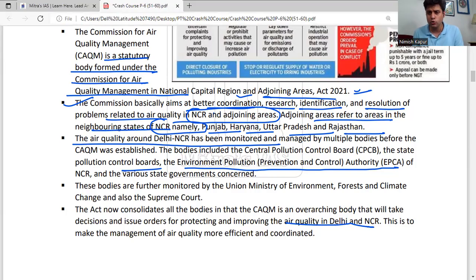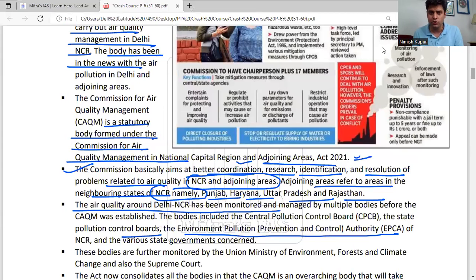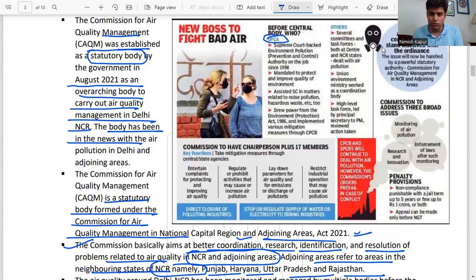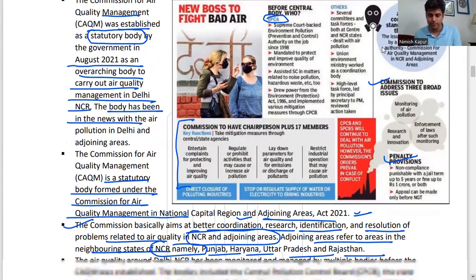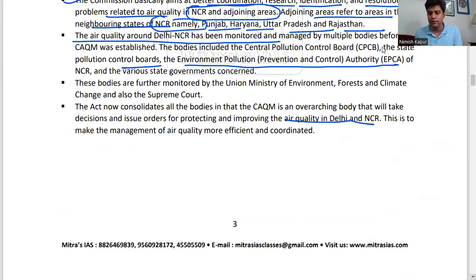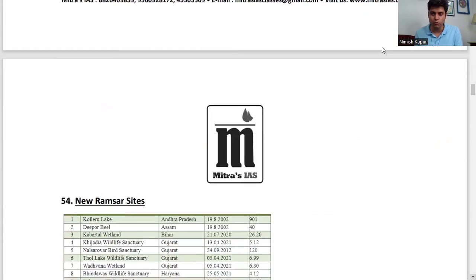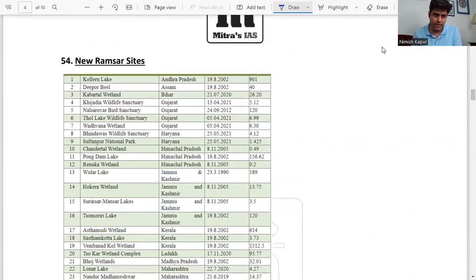Other things with respect to CAQM, like what is EPCA, you'll get to know here. What are the total number of members, how it will be functioning, right? What are the penalty provisions, commission to address board issues. So what are the multiple hurdles, you can also get to know from this infographic which I've attached. That will be more than enough required from the exam point of view, prelims point of view. Important thing now, new Ramsar sites.